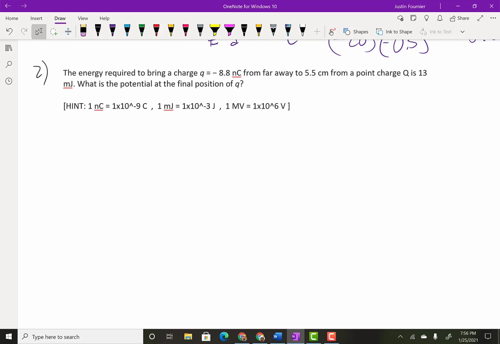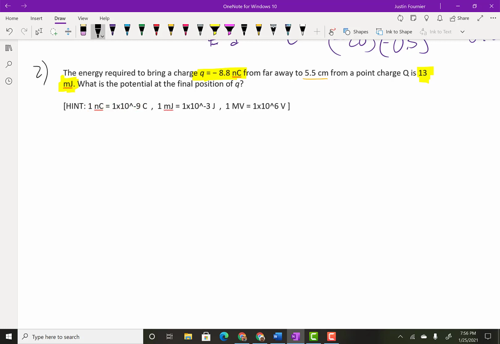So let's see. We got the energy required to bring a charge of negative 8.8 nanocoulombs from far away to 5.5 centimeters. So this is going to end up being the not important part, but I'll just underline it anyway. The point charge Q is 13 millijoules. So I know all this stuff says, what's the potential at the final position of Q? So I look at all this and, oh my gosh, that's crazy. And I give you also all these conversion stuff.